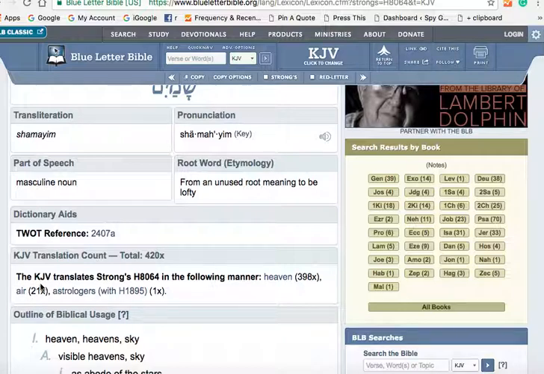A couple of lines down here, it shows the translation count. That means the number of times that this Hebrew word is used as heaven. The total count is 420 times. Its total count for being used as heaven is 398 times. They use the same word as air 21 times, and it's referred to as astrologers 1 time. So that gives you the total count and how this particular word has been used.